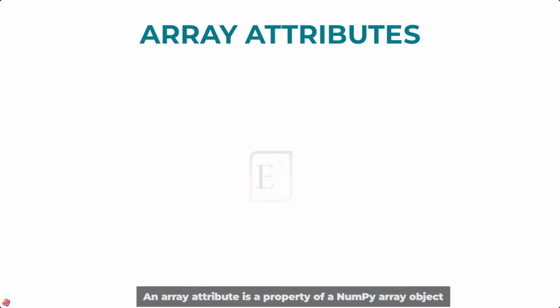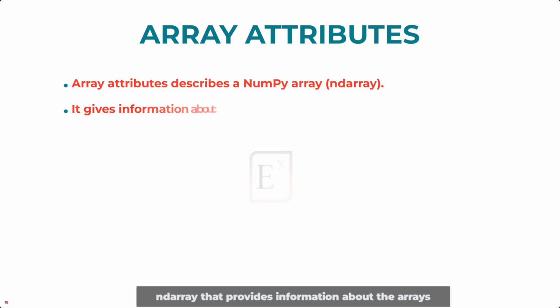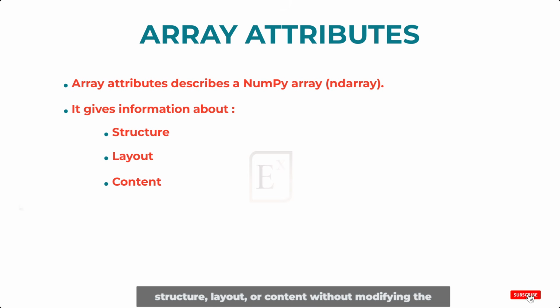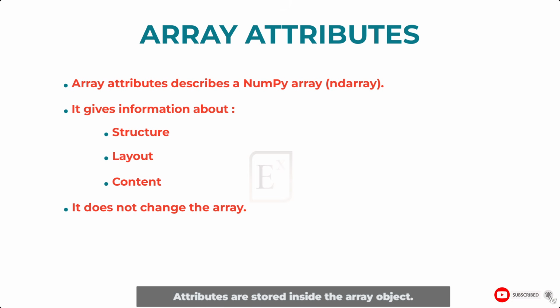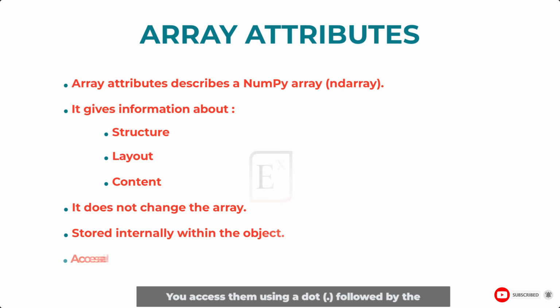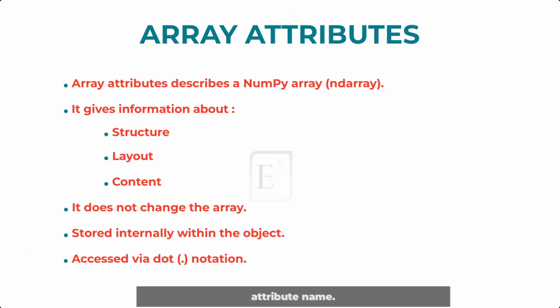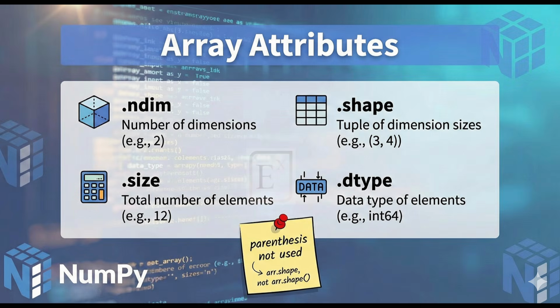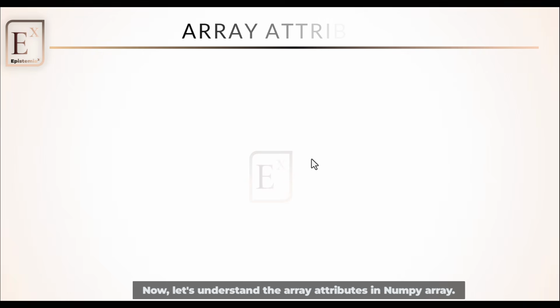An array attribute is a property of a NumPy array object, ndarray, that provides information about the array's structure, layout, or content without modifying the array itself. Attributes are stored inside the array object. You access them using a dot followed by the attribute name. Now let's see the big 4 attributes. And one important point is here, attributes do not use parentheses. Now let's understand the array attributes in a NumPy array.